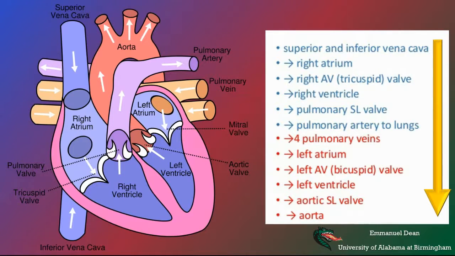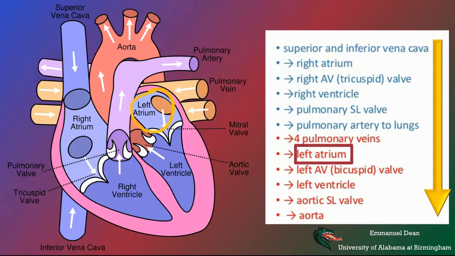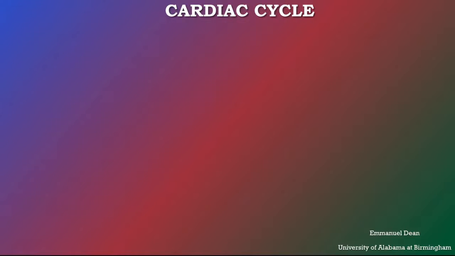The blood flow starts at the superior and inferior vena cava, then goes to the right atrium, tricuspid valve, right ventricle, pulmonary valve, pulmonary artery, lungs, pulmonary veins, left atrium, mitral valve, left ventricle, aortic valve, aorta, and then to the arteries. Here's the diagram of the cardiac cycle.